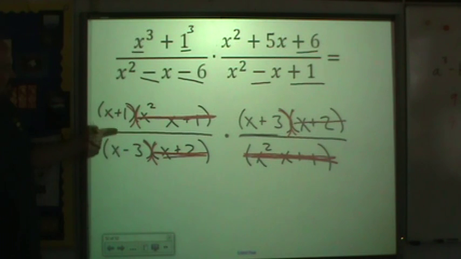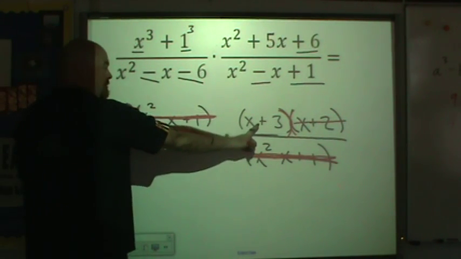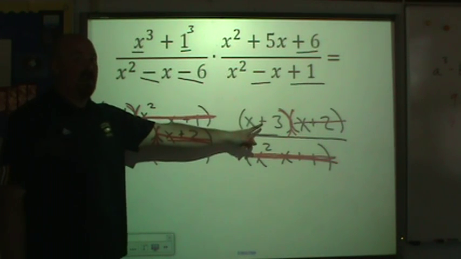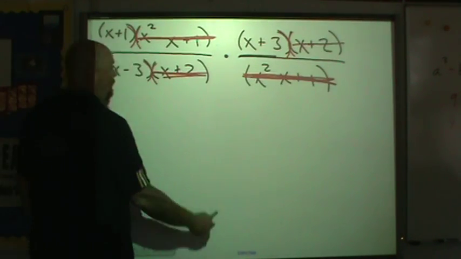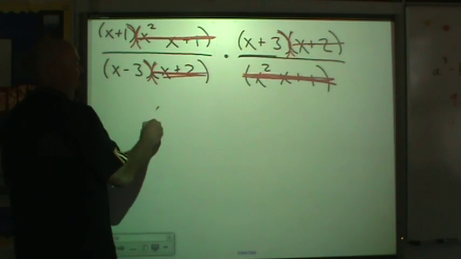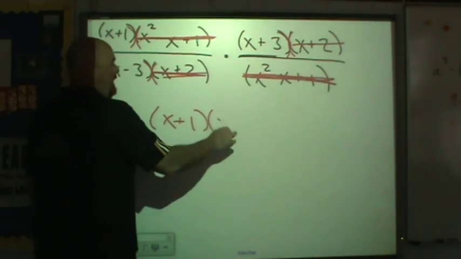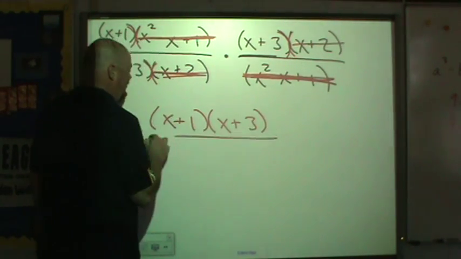Within each fraction, nothing I can do here. This is different from this. This has a minus, this has a plus. I'm not going to be able to turn that into just a positive by taking that negative out. We've gone through that already. Okay? So now I just multiply straight across. I can write my final answer in factored form.